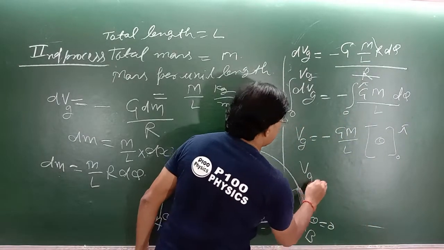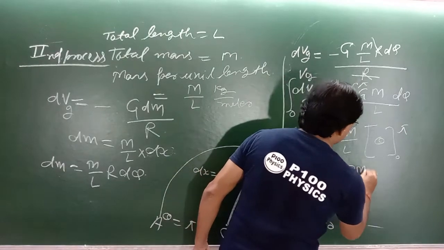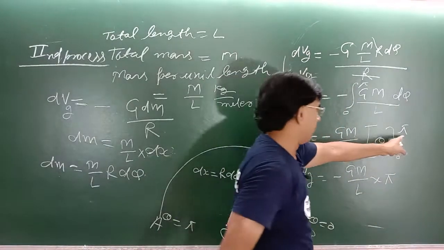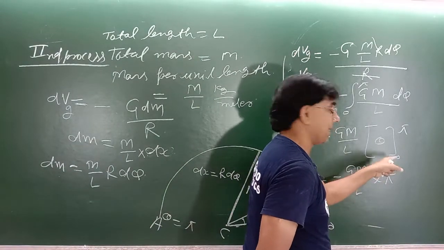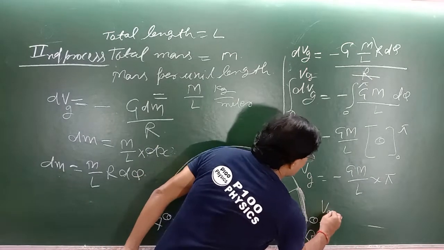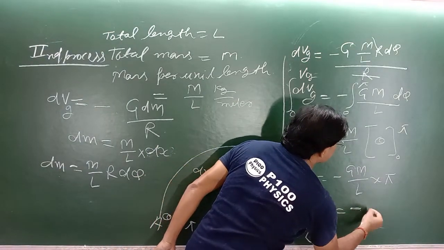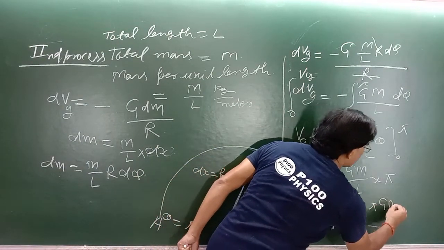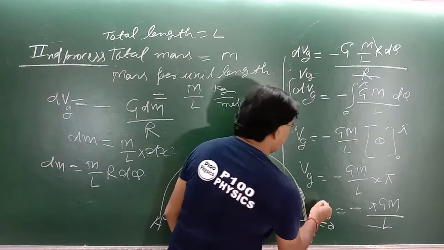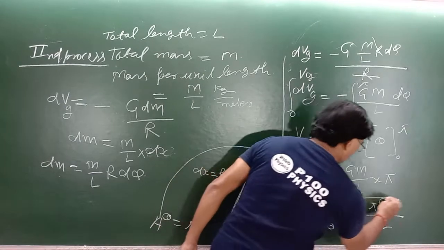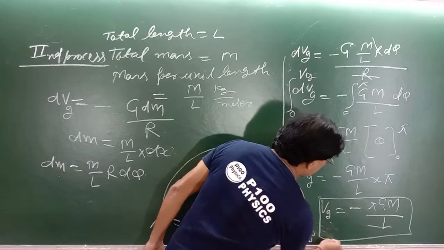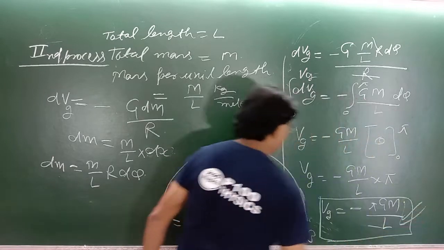What is the answer? Vg equal to minus Gm by L into pi, because when we put the value theta equal to pi, that will be pi minus 0, that is 0. So therefore Vg will be minus pi Gm by L. Fantastic answer. So by both ways the answer will be the same. This is the value of Vg.